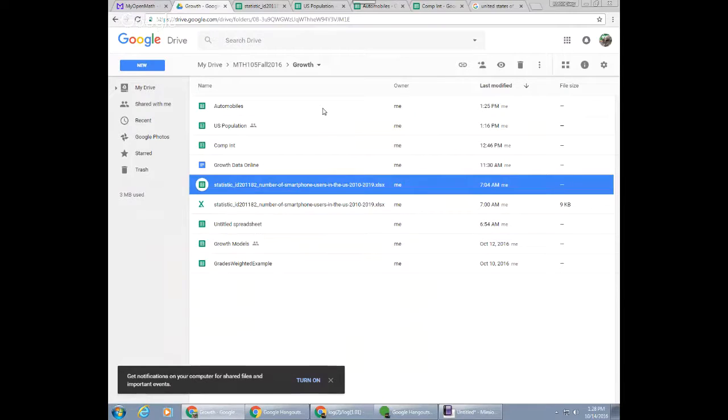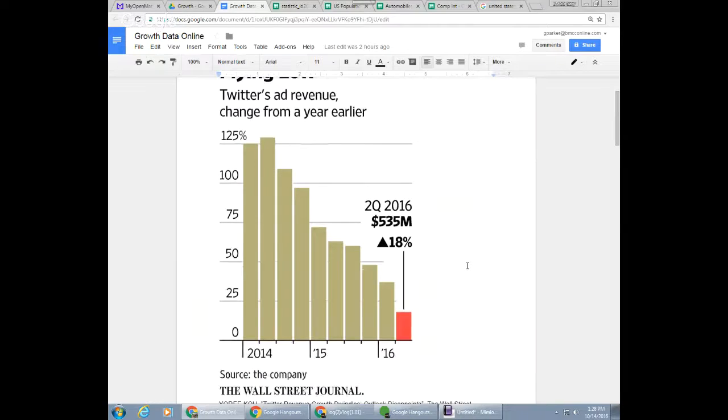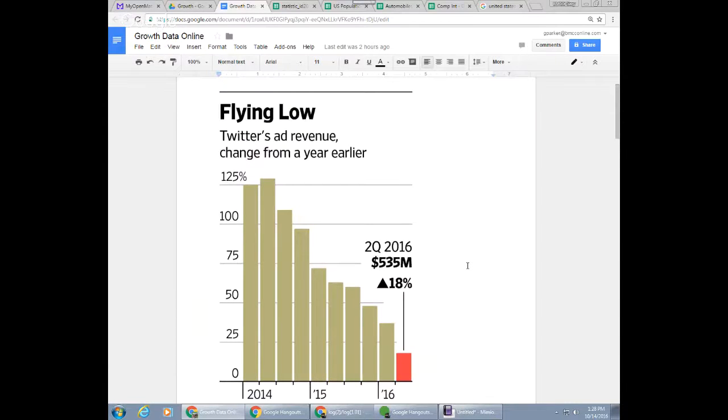Where is it? I think growth models, weighted example, online data. Yeah. So Twitter went public a while ago, and apparently they've been losing money, not making money since then. And these kind of lined up.